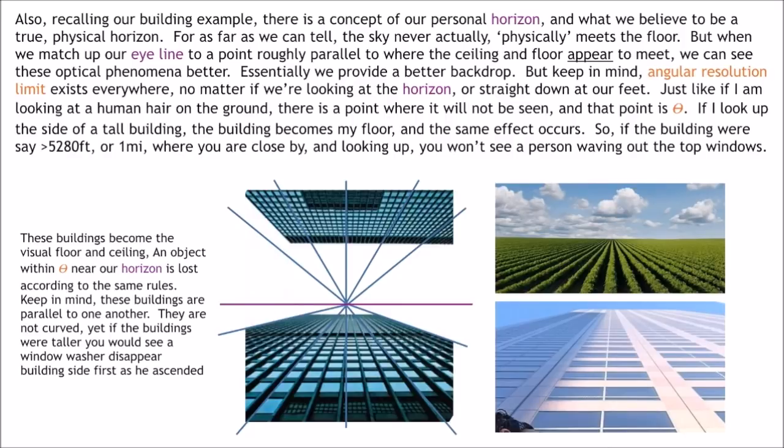And again, conceptually, these buildings become the visual floor and ceiling of our vision in this depiction. So an object within theta near our horizon would be lost according to the same rules. And keep in mind, these buildings are also parallel to one another. They are not curved. Yet if the buildings were taller, you would see a window washer disappear building side first as he ascended.